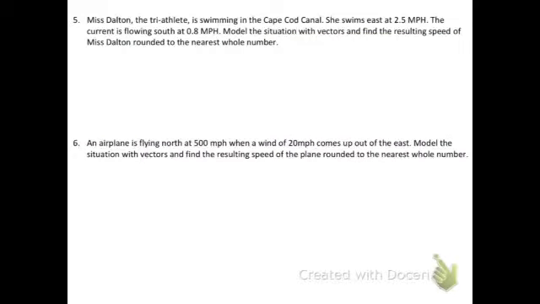Alright, and continuing on to the last half of our little assignment. So Miss Dalton, a little triathlete, is swimming Cape Cod Canal, and she's swimming east at 2.5 miles per hour. Arrow, 2.5 mph. But the current is flowing south at 0.8 miles per hour.